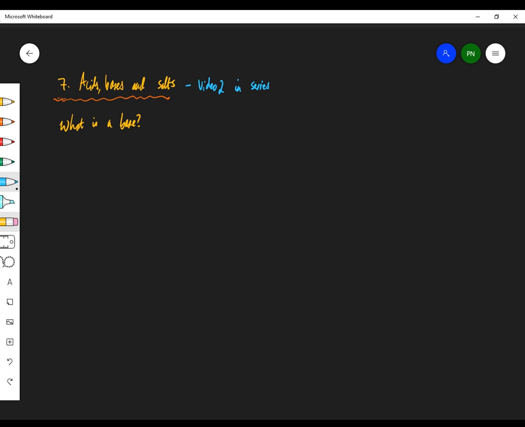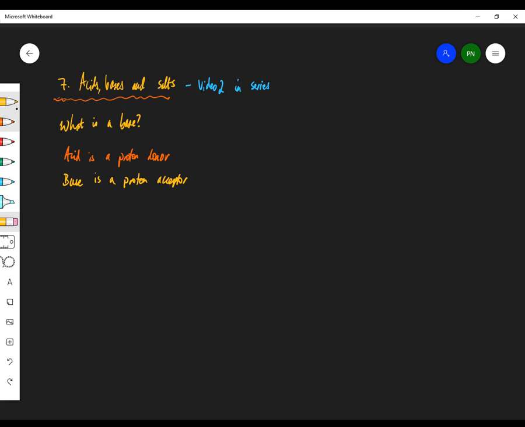This one we're just asking the question, what is a base? In the previous video we looked at what is an acid. An acid is a proton donor. So we'd imagine a base to be something opposite of this, and indeed a base is a proton acceptor.